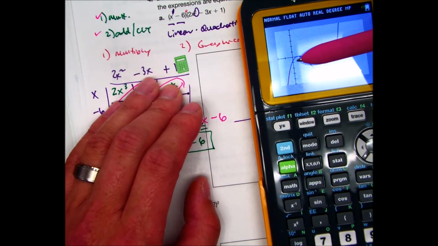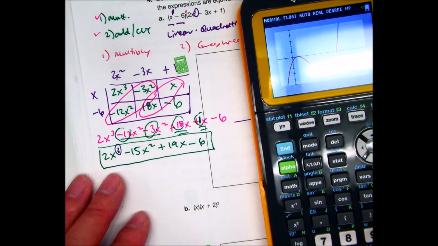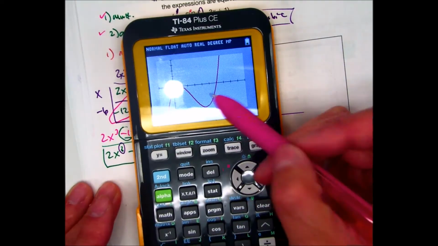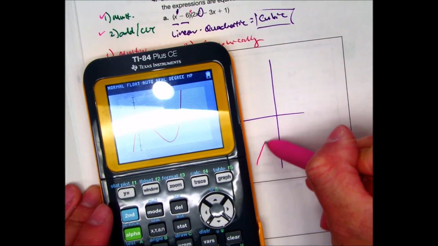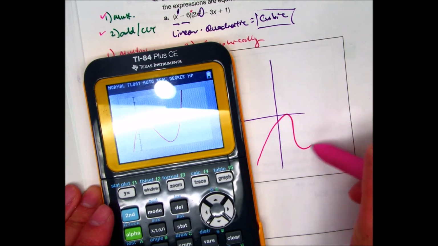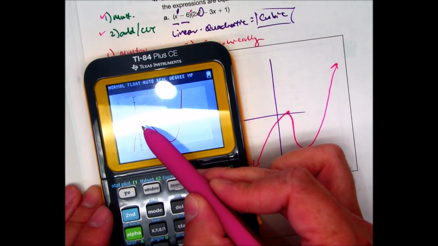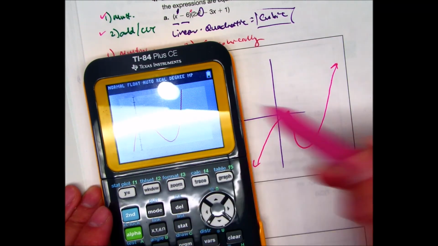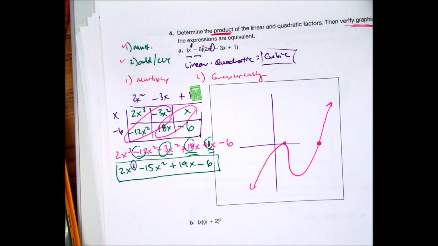So notice this is a relative max and this is a relative minimum. Let's go ahead and sketch that. Notice how this one does not go through. Like this. What's important is you notice at this point here, it just touches the x-axis, and this one actually goes through the x-axis. So that's how you multiply and then also show that they're equivalent expressions.